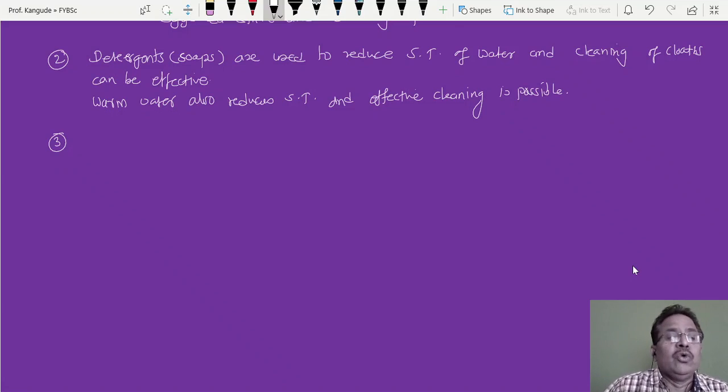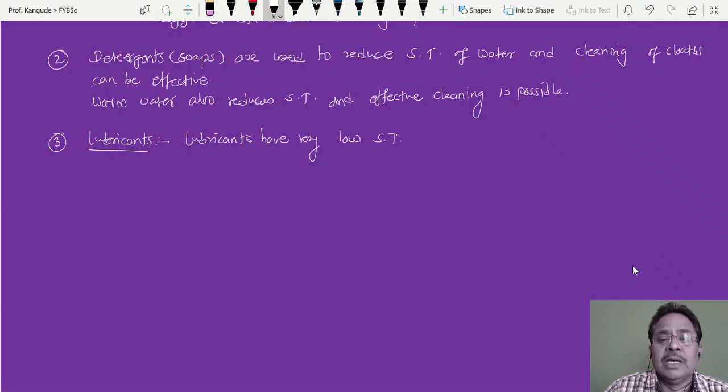Then lubricants. In several vehicles we use different types of lubricants. Now lubricants have very low surface tension. Lubricants, in Marathi we call it vangan. Lubricants have very low surface tension. Therefore, they can spread.